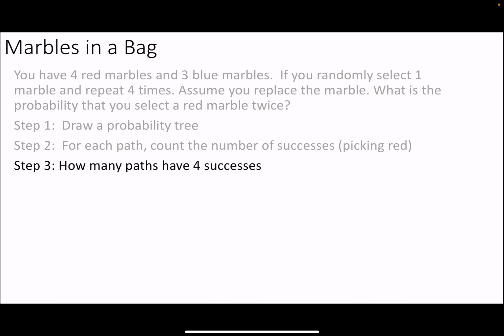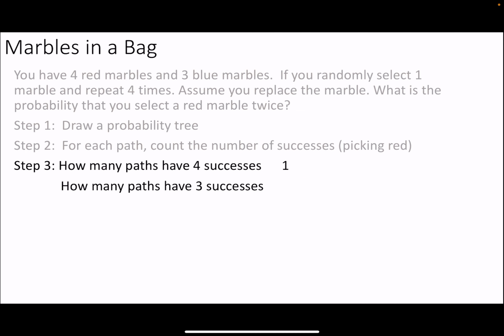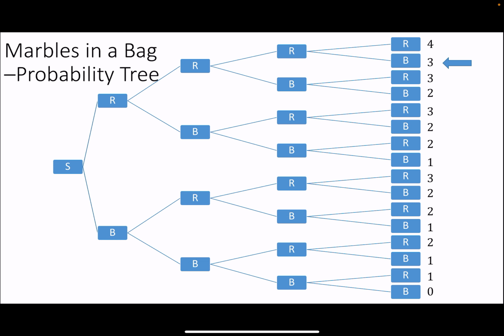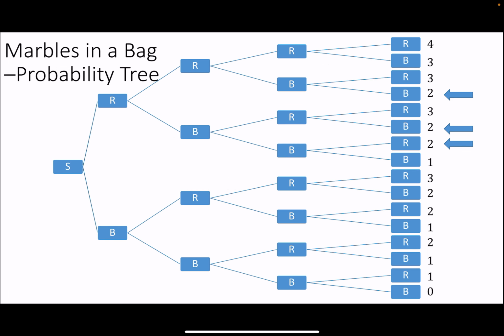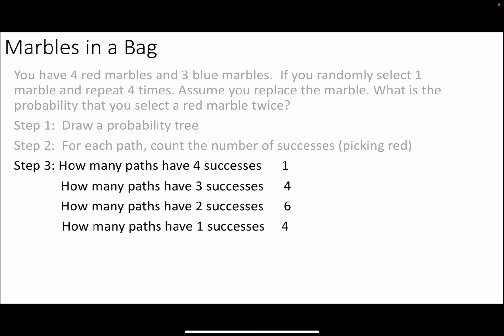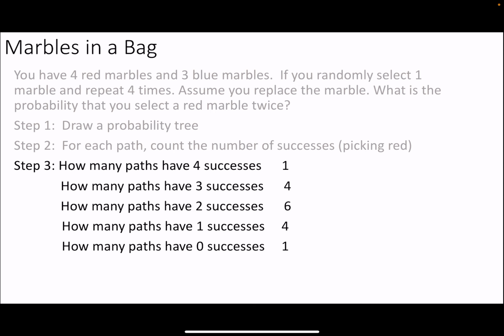So how many paths have 4 successes? We count how many paths have 4 successes: 1. How many paths have 3 successes? We're going to do the probability distribution. We have 4. How many paths have 2 successes? 6 of them. How many paths have 1 success? Again, there's 4. And how many paths have 0 successes? There's only 1. Now, if you look at these numbers, you may see a pattern here.